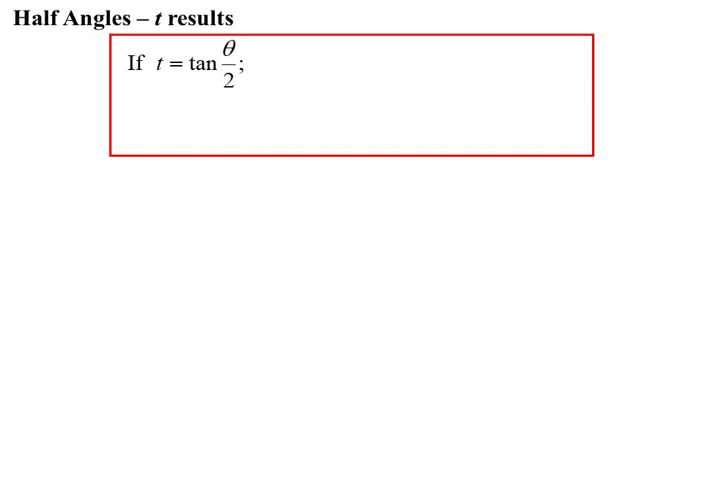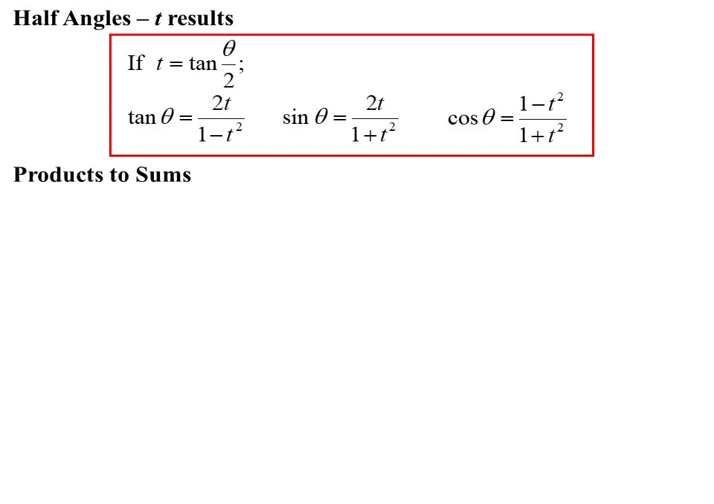Then we have the half angle theorems, which are known as the t results. If t is equal to the tan of that half angle, then we know tan theta is 2t on 1 minus t squared, which essentially is just a double angle result. The sine theta then becomes 2t on 1 plus t squared, and cos theta becomes 1 minus t squared on 1 plus t squared.